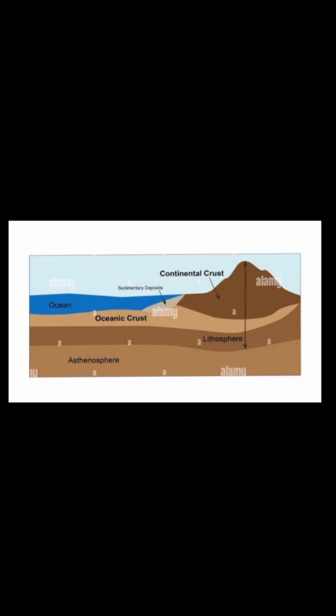Next is the asthenosphere. Asthenosphere is composed of partially molten rocks, which is also called magma. The partially molten state of the asthenosphere is actually the property because of which the tectonic plates move. In easy words, you can say that the plates of the lithosphere actually float over the asthenosphere.